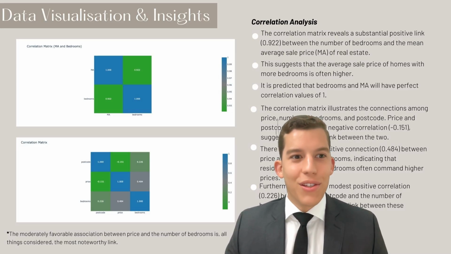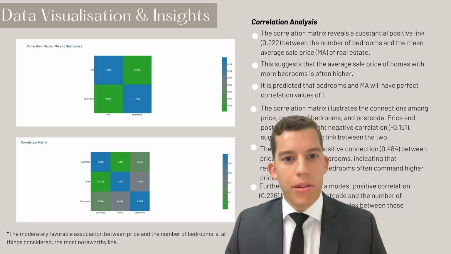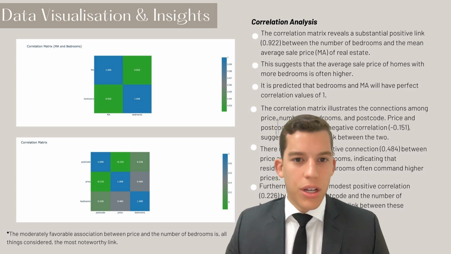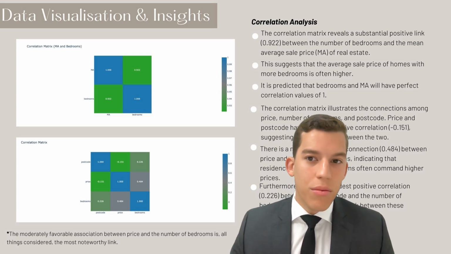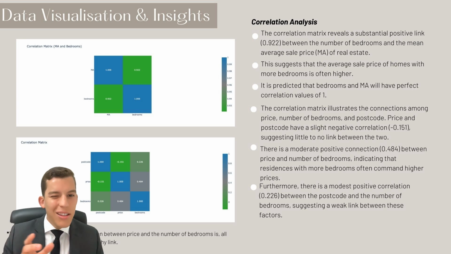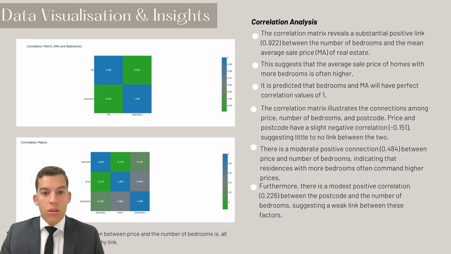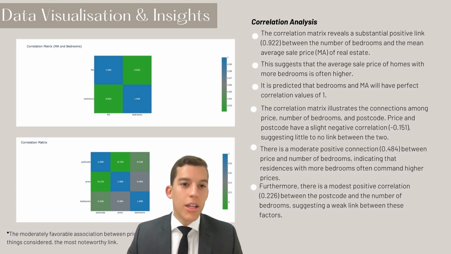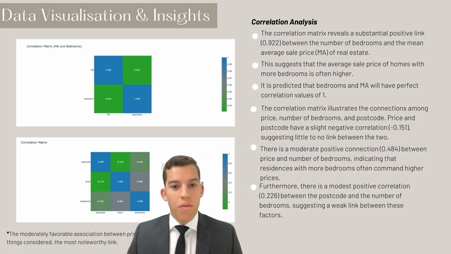Our first insights from the data visualization came from the correlation matrix, which revealed a substantial positive link between the number of bedrooms and the mean sale price of real estate, suggesting that the average sale price of homes with more bedrooms is often higher. We also identified that price and postcode have a slight negative correlation, suggesting little to no link between the two. Hence, considering all the correlation analysis, there's a moderate positive connection between the price and the number of bedrooms, indicating that residences with more bedrooms often come with higher prices.